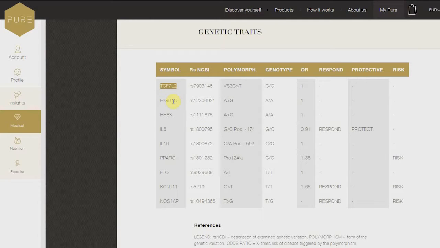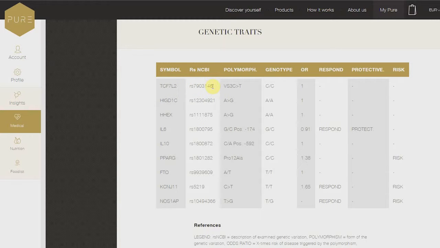For example, TCF7L2 is transcription factor 7 like 2. So there's no need to remember the name. It just shows you we have analyzed the different genes in the course of this analysis.